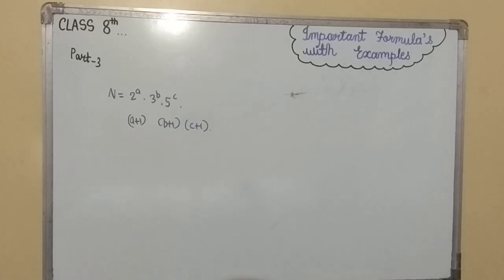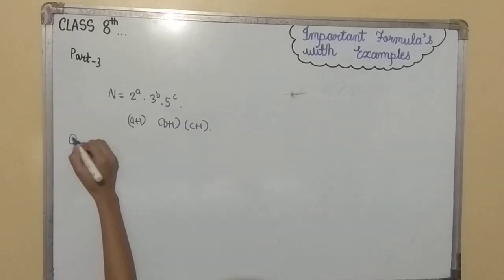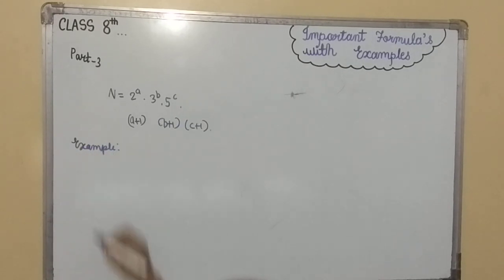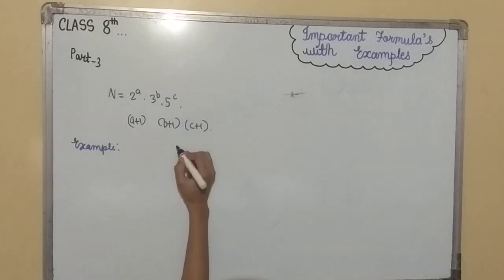The example based on this is: find the total number of divisors or factors for 144. So first of all, we'll do prime factorization.